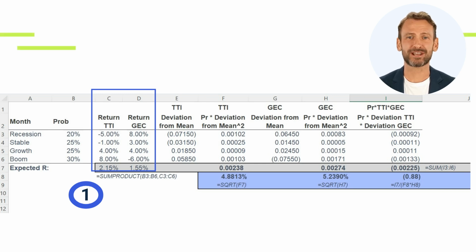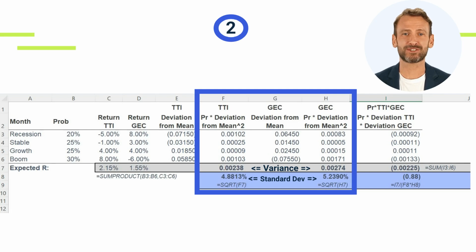We will perform the calculation step by step using Excel. The first step is to calculate the expected return separately for each firm, TTI and GEC. This expected return is the result of adding the estimated returns for each scenario, weighted, or in other words, multiplied by their respective probabilities of occurring. We can also interpret this as the expected return for each of these firms, looking forward, considering the possible scenarios we may encounter. After calculating them, these expected returns are 2.15% for TTI and 1.55% for GEC.